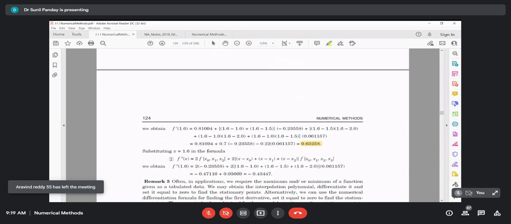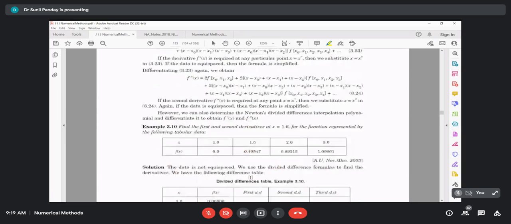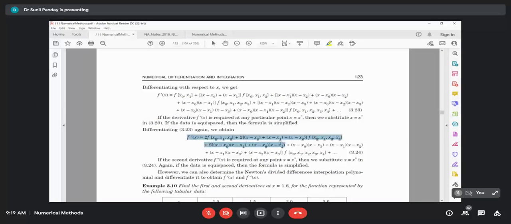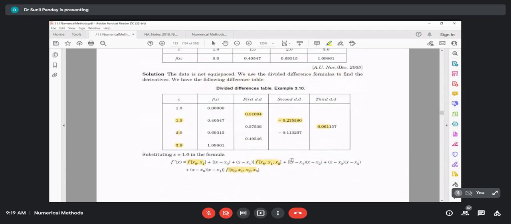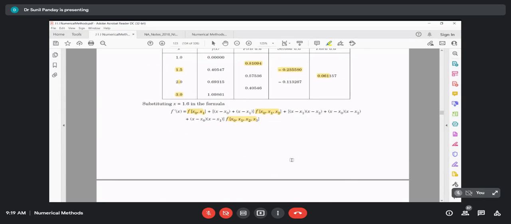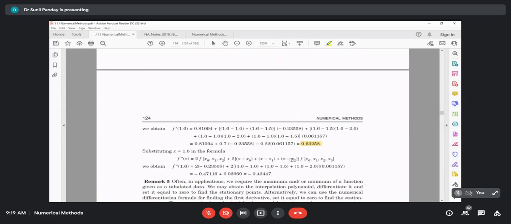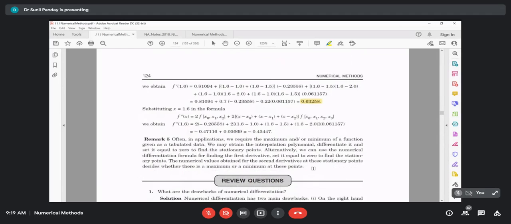Similarly, you can calculate the second order derivative by using equation 3.24. So in such cases, it is better to find the polynomial, differentiate, and substitute the value x equals 1.6. Or this way you can also do.